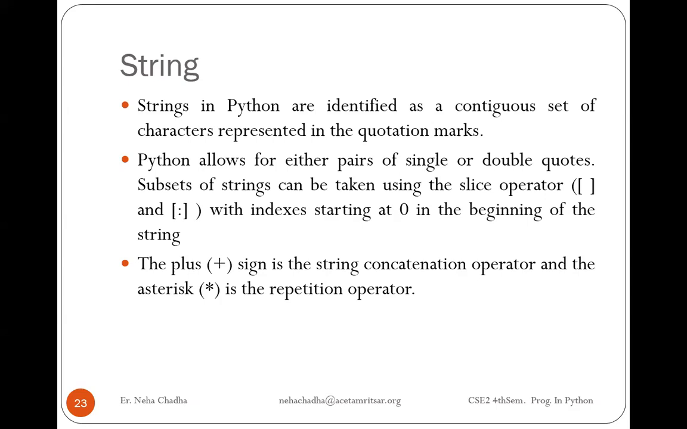In this lecture, we have already covered how we can use numbers as an integer and as a float. You can use the other types, complex and long, as well. How we will use strings we will cover in our next lecture. Slicing means you can cut your string values with indexes starting from 0 at the beginning of the string. The plus is used for string concatenation and the asterisk sign is used for the repetition operator. Okay, for today's lecture, I will stop here.